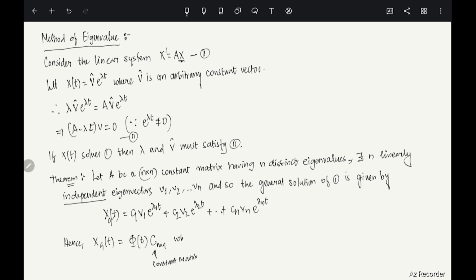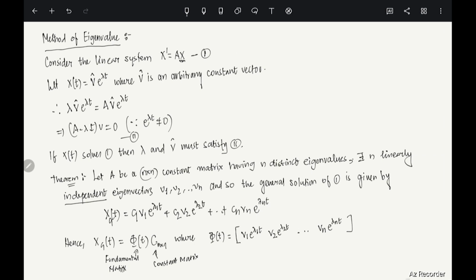So what is the fundamental matrix here? The fundamental matrix phi of t is a method of finding the fundamental matrix when it has n distinct eigenvalues. The first row will be v1 times e power lambda 1 t, the second row will be v2 times e power lambda 2 t, and it goes on like this. The nth row will be vn times e power lambda n t. Clear? So that's your fundamental solution, and you can also write the solution in terms of this.